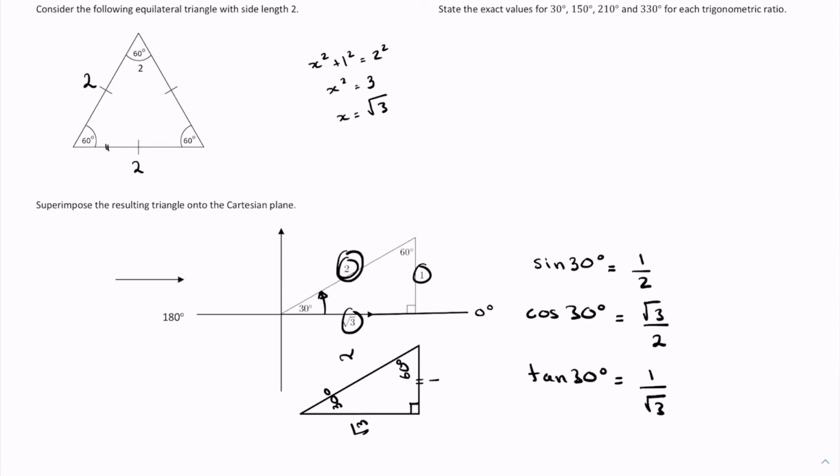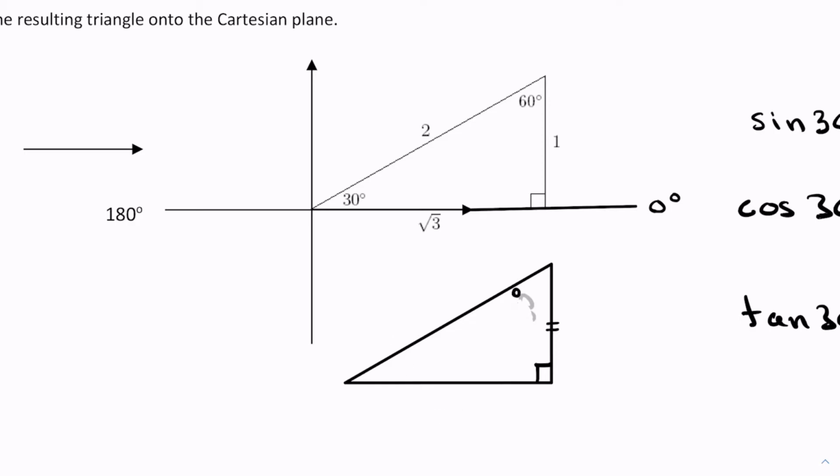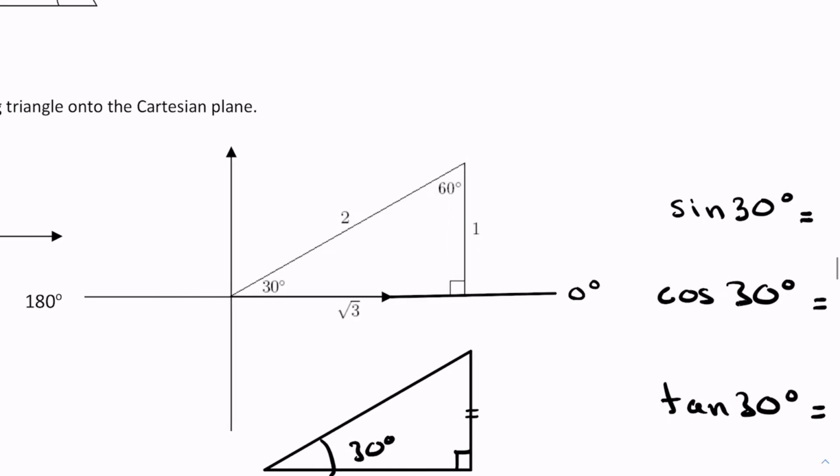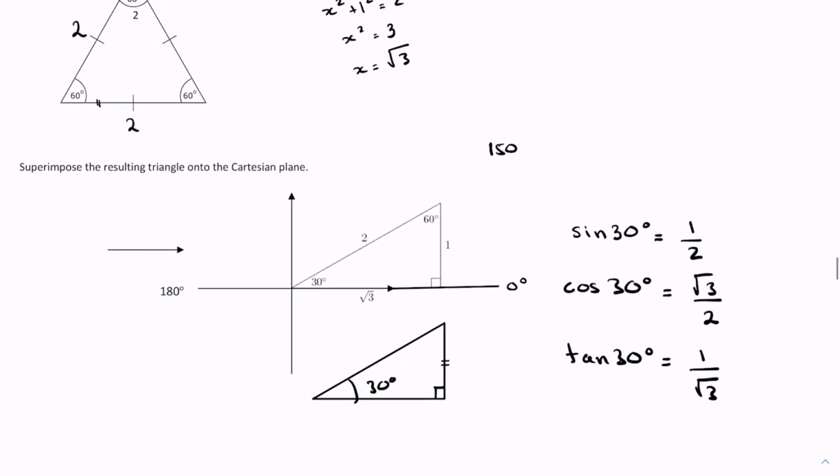Okay, what about the exact values for 150, 210, and 330? Well, let's go back to our picture here. And what I'm going to do, let me just erase this stuff here, is take this triangle and simplify it. I'm going to get rid of all these sides here. Maybe just mark this side because we know it's 30 degrees. Well, what about 150?